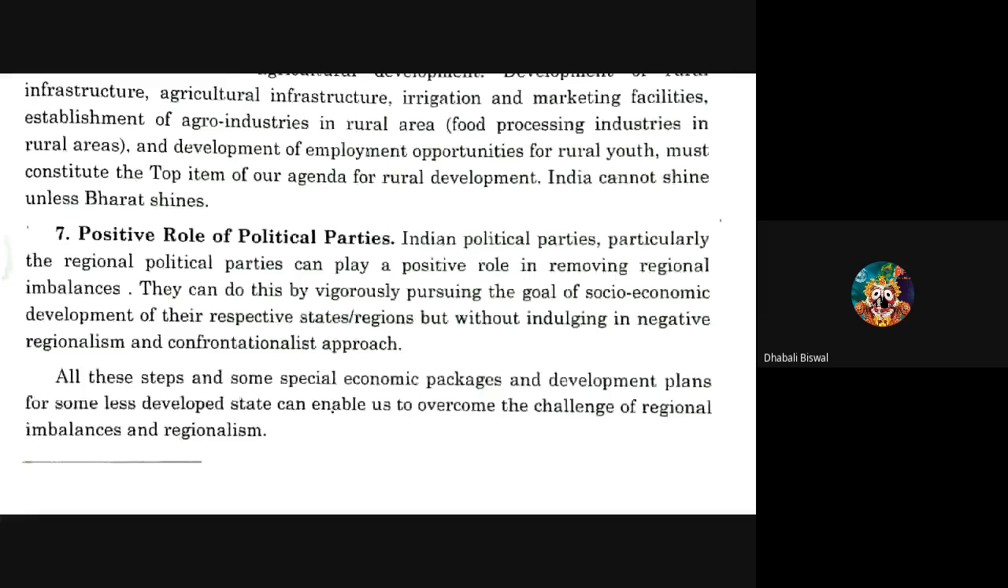All these steps, and some special economic packages and development plans for some less developed states, can enable us to overcome the challenges. Anyway, with this, in the concluding point of this topic of regional imbalances, we'll see something more.